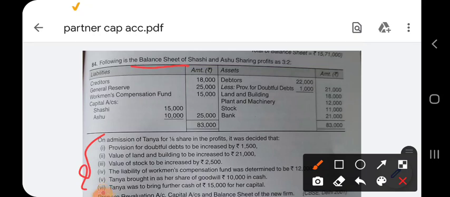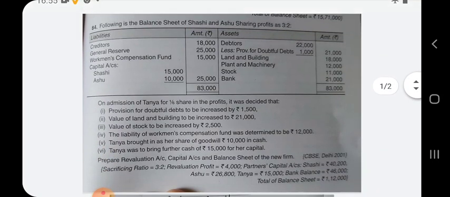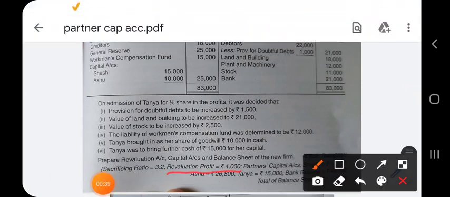Now, if you want to prepare partner's capital account, you have to prepare a revaluation account. I am not talking about the revaluation account here. In this question, if you prepare the revaluation account, you will get a profit here. As you can see, profit is 4,000. So I will take this amount of revaluation profit directly in the solution while preparing partners capital account. But you can prepare the revaluation account to know the amount of profit.